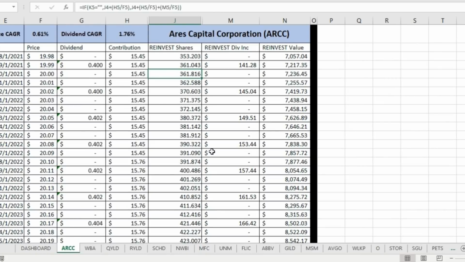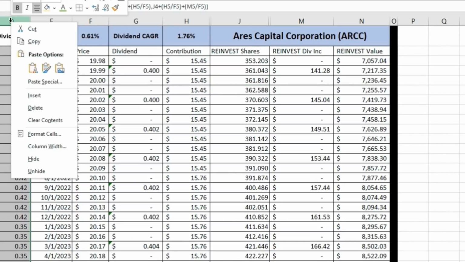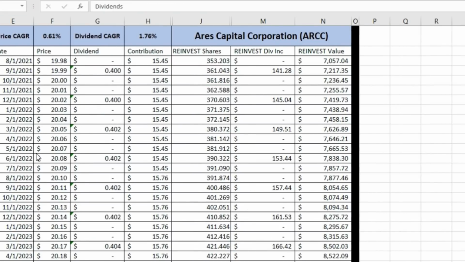For each of these holdings, whether it's Ares Capital, Walgreens Boots Alliance, QYLD, RYLD, etc., I've got the price and dividend history. I'm not going to unhide them all right now, but price and history data, and then from that we have the price compound annual growth rate here and the dividend compound annual growth rate based on what has historically happened.